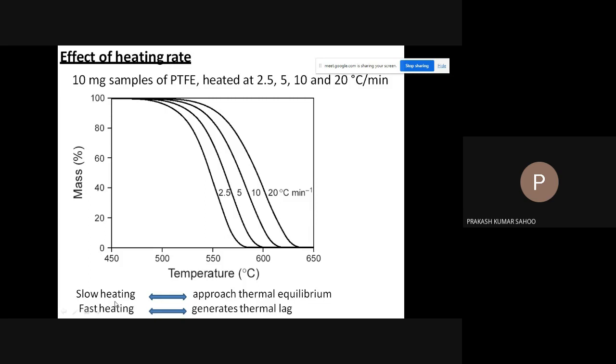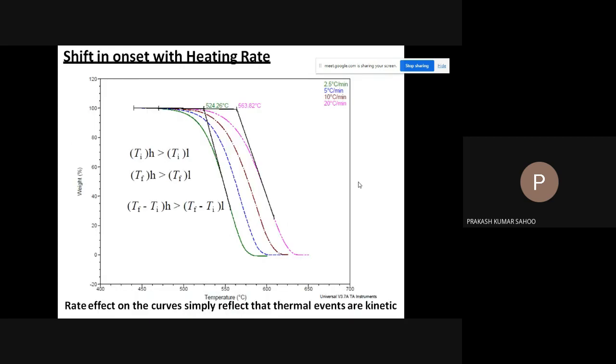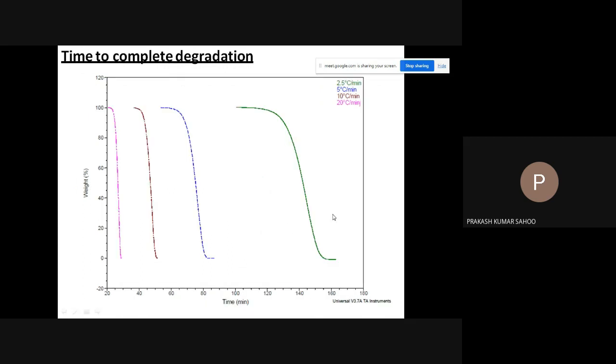And slow heating approaches thermal equilibrium, if it is fast heating, it generates thermal lag. So this is the observation when the heating is fast or slow. Then we have the shift in onset with heating rate. This is the final temperature, this is the initial temperature, this is the heating. Then we have the plots like this for the same PTFE compound. Then we have the temperatures like here. It is the temperature for the fast decomposition followed by this one. Then these are some examples.